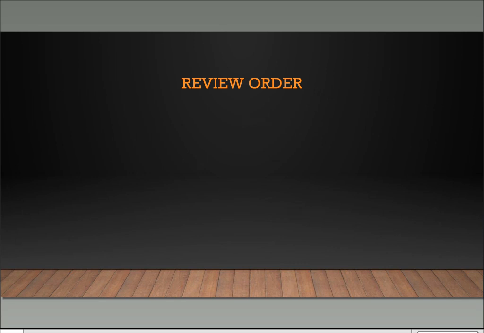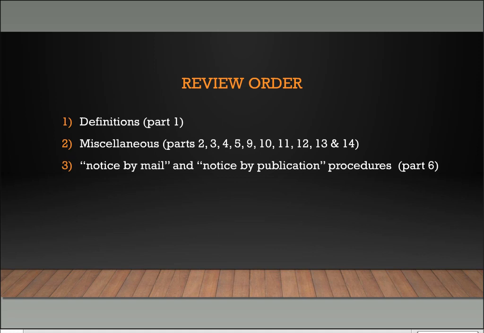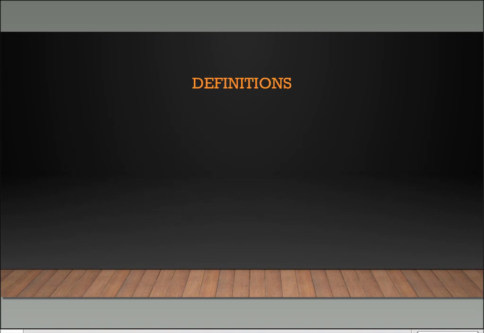So we're going to review the whole law in more detail, but we're not going to review it in 1 through 14 order because some parts just require a little bit more explanation and attention. So we're going to do the easy stuff first and then the hard stuff later. So first we're going to review the definitions, then there's miscellaneous parts that are just sort of little bits and things here and there. We're going to review in detail what notice by mail and notice by publication procedures mean and what they involve. And then we'll talk about unclaimed property, which is part 7, and undocumented property, which is part 8.